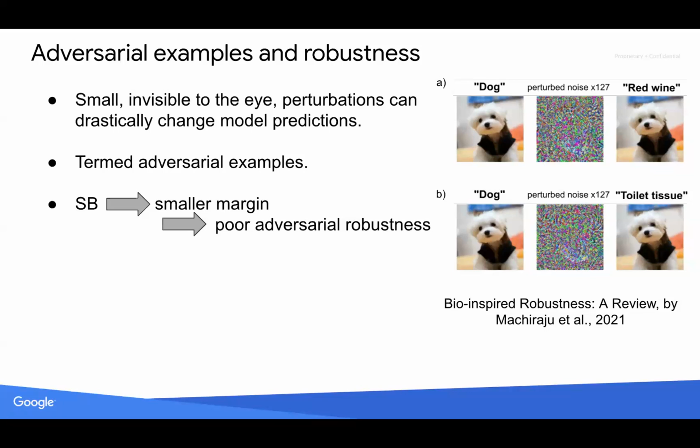And the reason why simplicity bias leads to poor adversarial robustness is because, as we saw, simplicity bias can lead to smaller margin, because it's not learning all the features, it's only learning the simplest features. And smaller margin basically means that the distance to the decision boundary for many points need not be very large. So even small perturbations are enough to flip over onto the other side of the decision boundary.